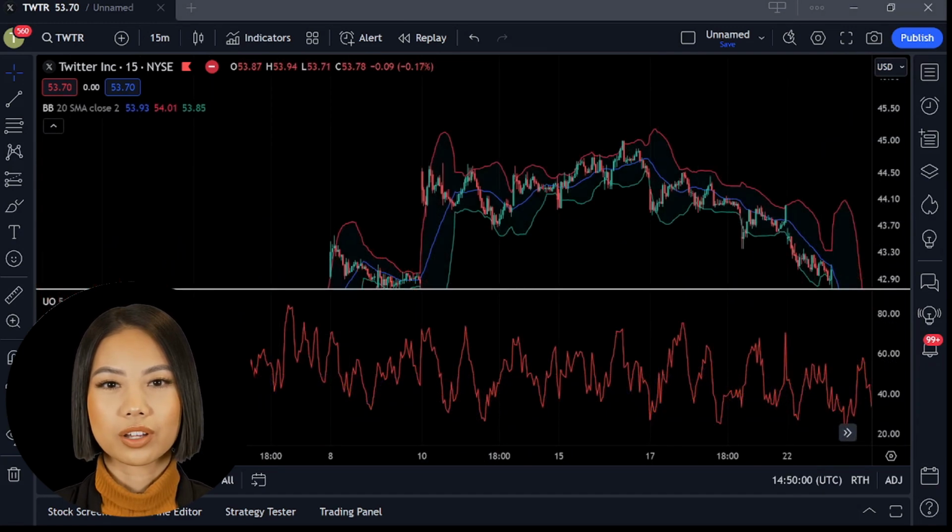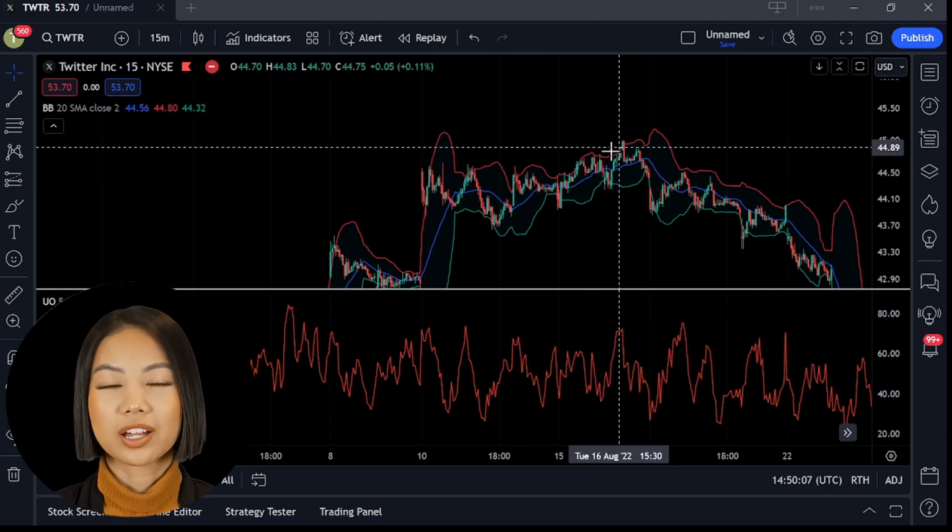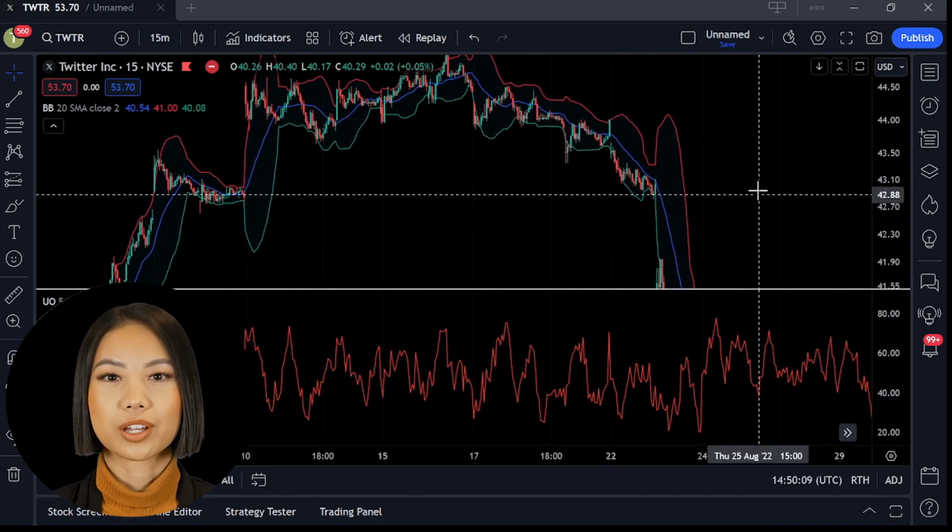For example, if the ultimate oscillator indicates an overbought condition while the price touches the upper Bollinger Band, it might be a strong signal to consider selling.